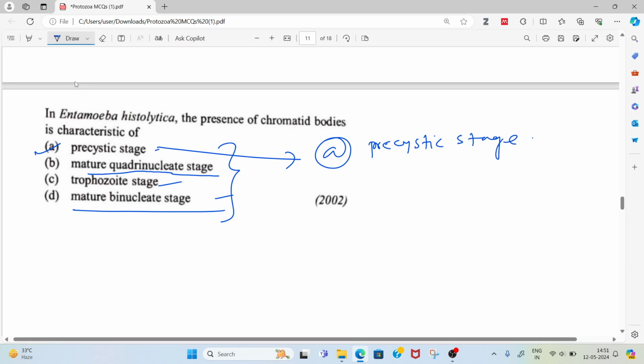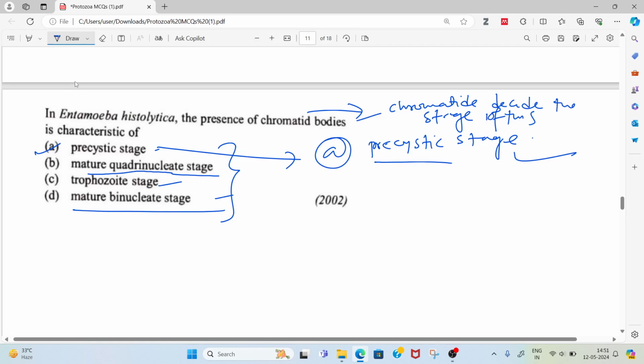So when in Entamoeba histolytica you see the chromatid body, then you decide that the stage of this parasite is the pre-cystic stage. The chromatid body is the main indicator of the pre-cystic stage of Entamoeba histolytica.